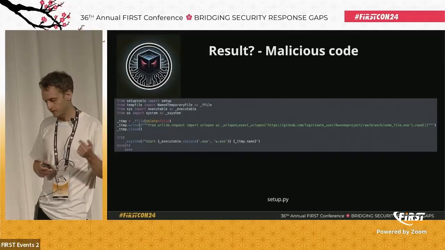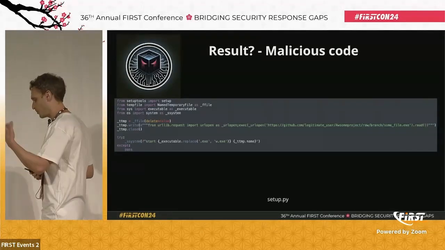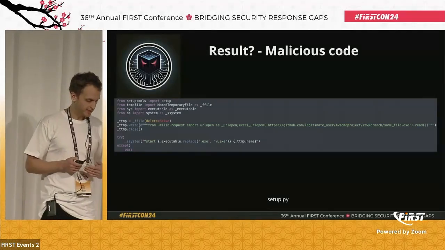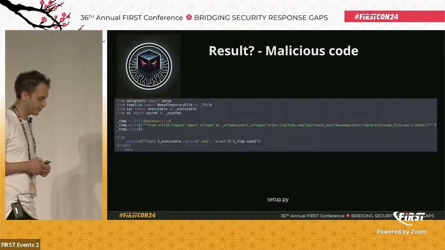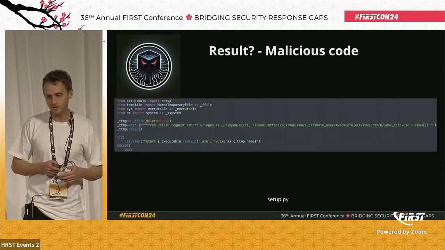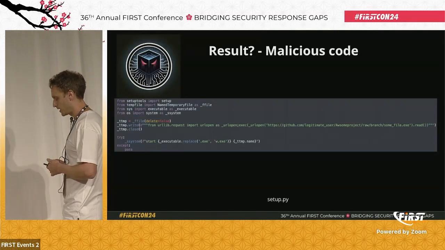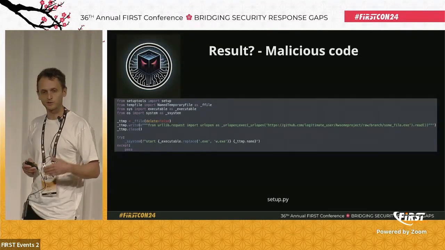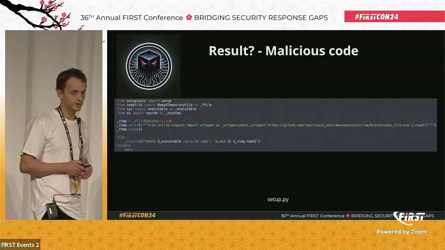For example, the second thing that the attacker can do is upload a malicious package to PyPI, for example, with the following setup.py file, which will be executed during the installation of the package. And as you can see, he creates a temporary file and downloads an executable from a GitHub repository and executes it to deliver the second stage of the attack.